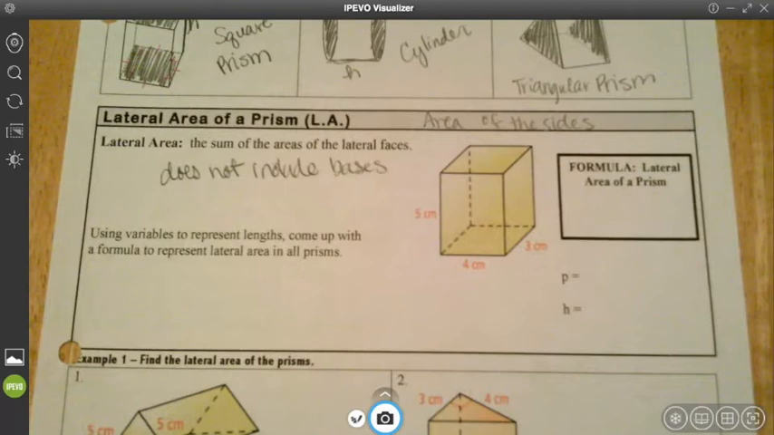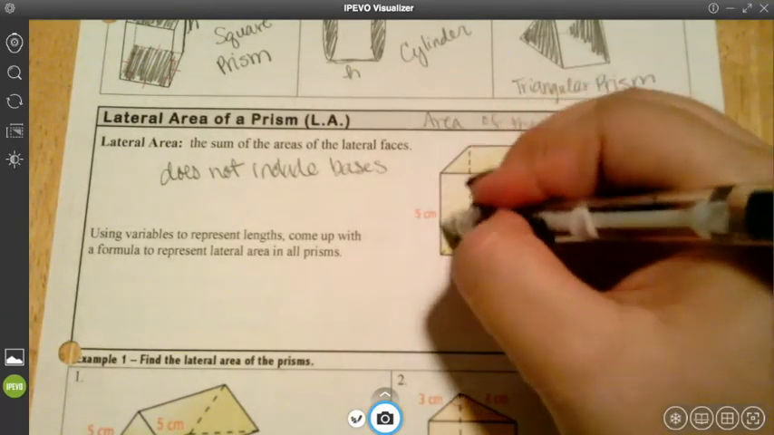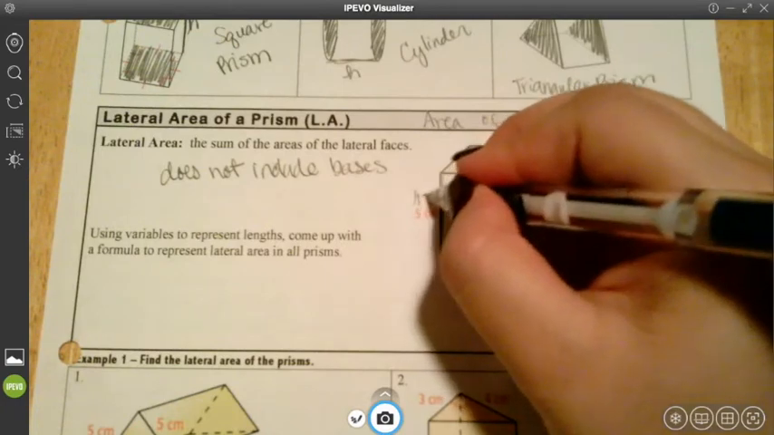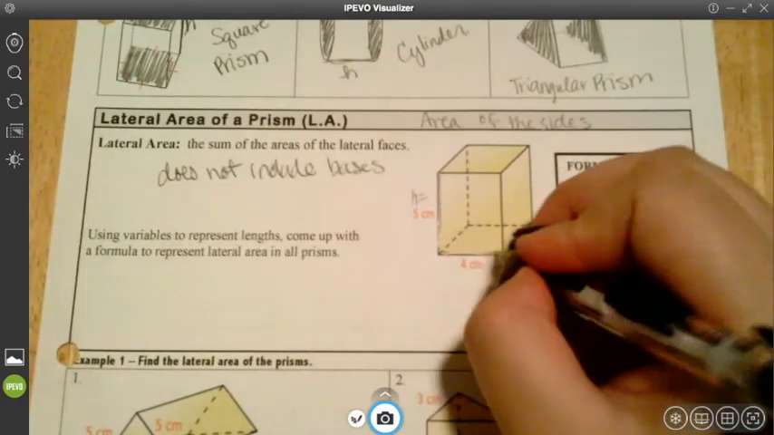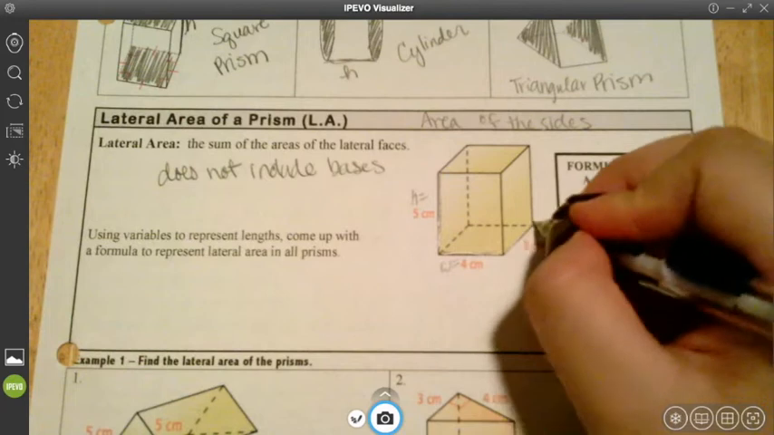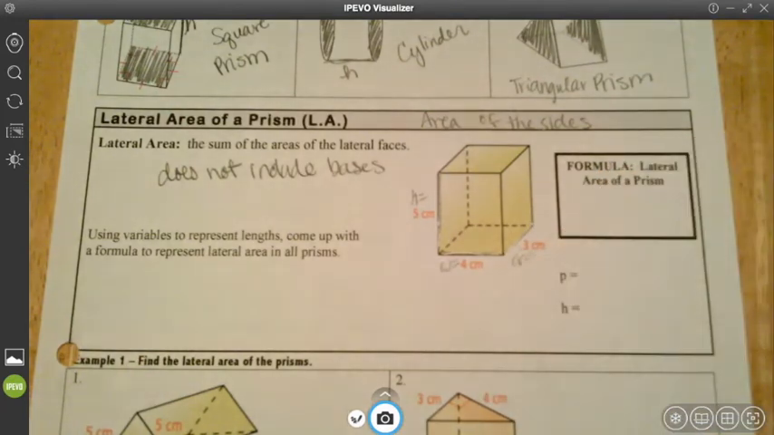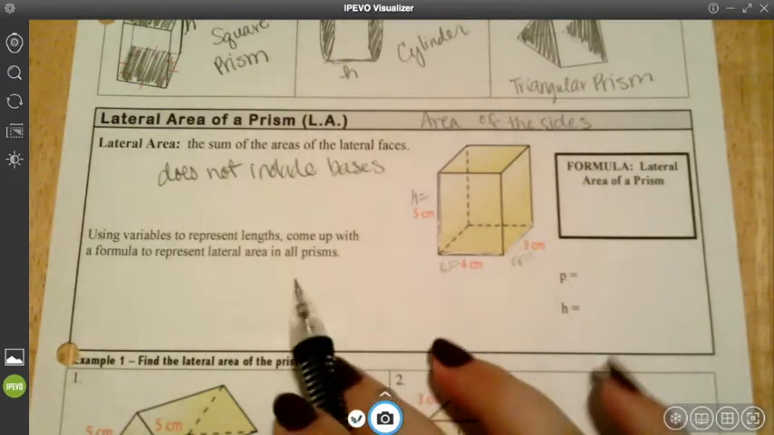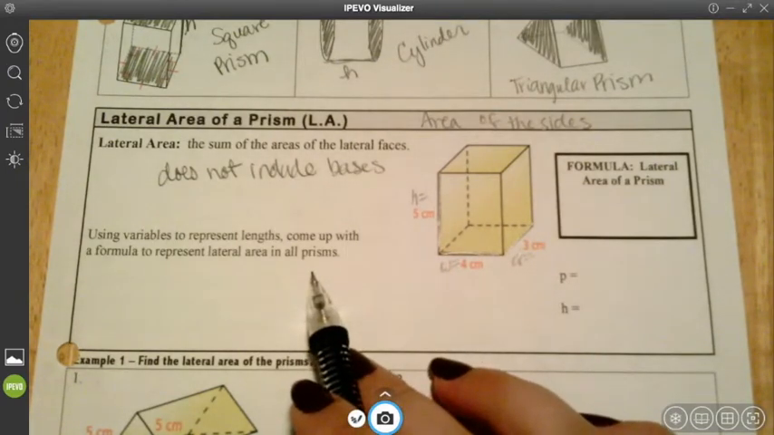Okay, so let's see if we can label these. I'm going to call this side my height. We'll call this side my width, and we'll call this side my depth. So we've got a height, a width, and a depth. Using variables to represent the lengths, come up with a formula to represent the lateral area for the prisms.